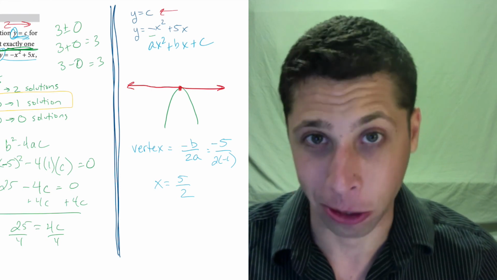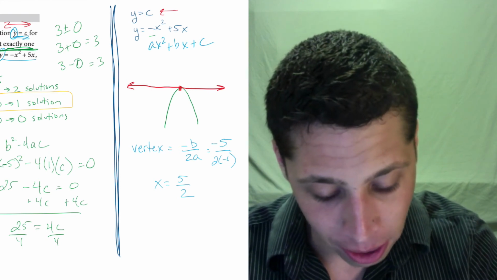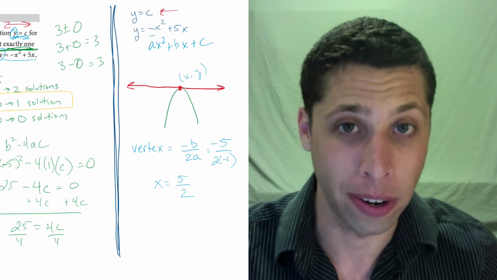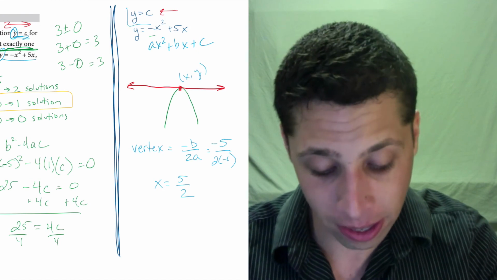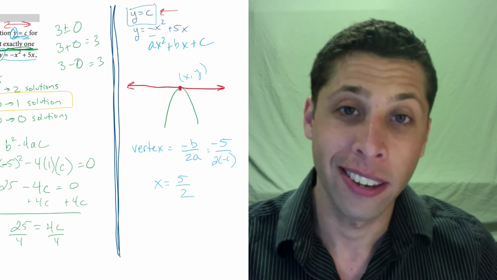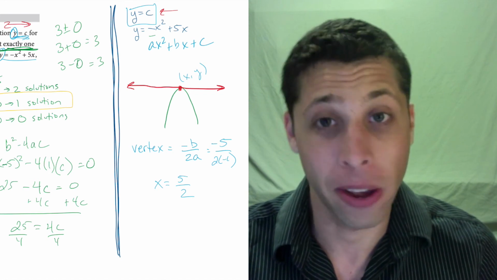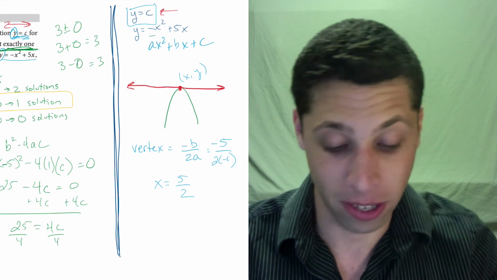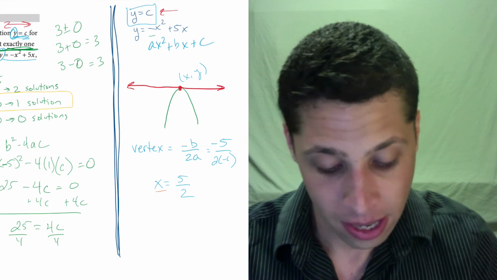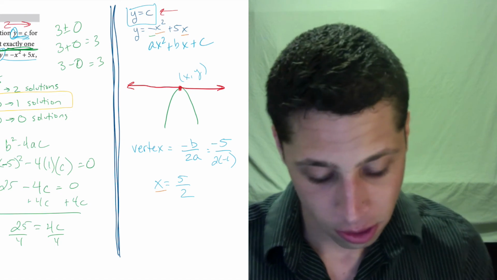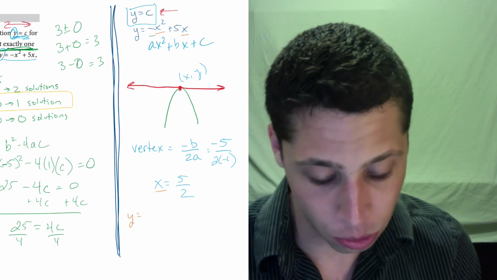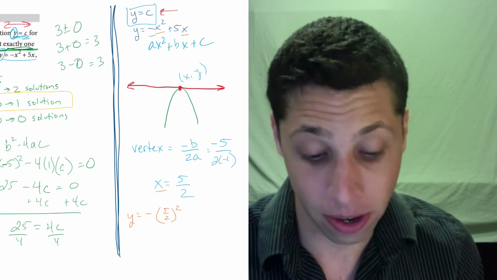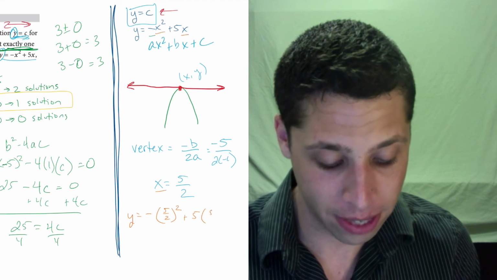But that's not the answer, because I don't care about the x-coordinate of the vertex. I care about the y-coordinate. How do I know that I care about the y? Because look, they asked me for the value of c, and c is equal to y. So I got to find y. And we can do that just by plugging in this x value into the original equation. So this x can go in for all the x's here. So that's going to be y is equal to negative 5 halves squared plus 5 times 5 halves.